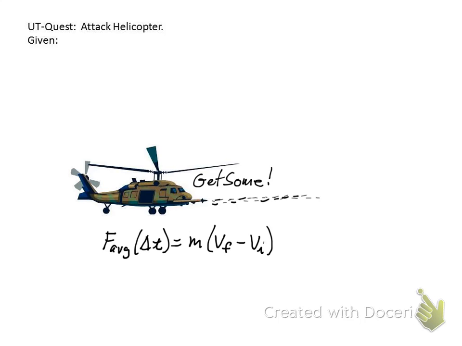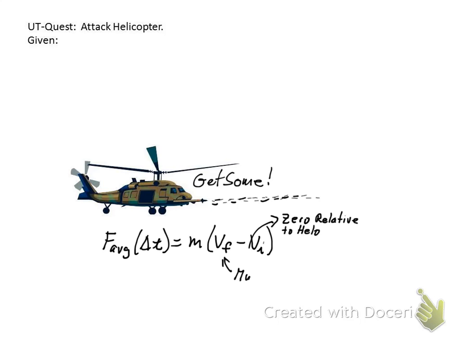All right, so let's do our impulse momentum. I'm going to say the initial velocity of the bullets is 0. It doesn't matter if the helicopter is moving forward, backwards, up, or down. The bullets are riding in the helicopter, so relative to the helicopter, I can say their initial velocity is 0. And that's going to help us out a lot.